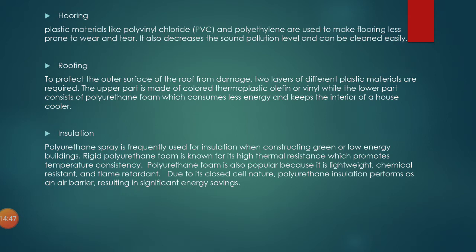Roofing. To protect the outer surface of the roof from damage, two layers of different plastic materials are required. The upper part is made of colored thermoplastic olefin or vinyl, while the lower part consists of polyurethane foam, which consumes less energy and keeps the interior of a house cooler. So basically, in roofing, two types of plastic are used. One, in order to obtain its good water permeable properties, and the inside layer to perform its good thermal insulation properties.